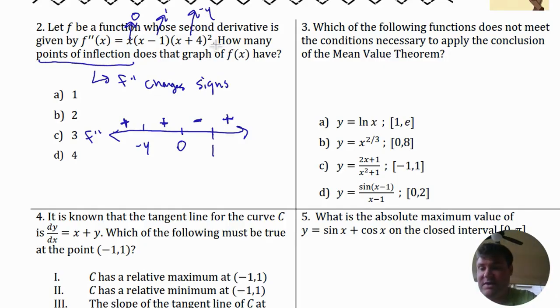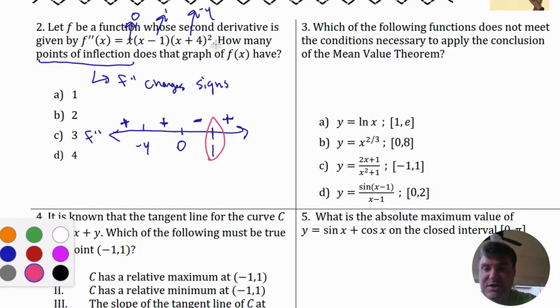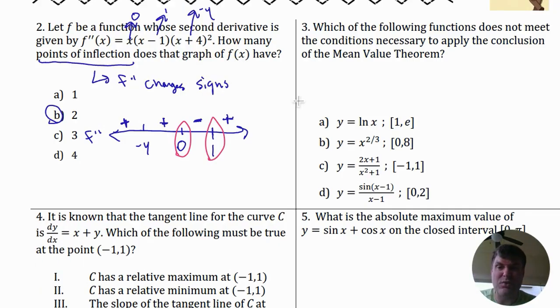So when does f double prime change signs? It changes signs here at 1 and at 0. So I have an inflection point at x equals 1 and x equals 0. So I have a total of 2 inflection points on that one. That's a tricky one. It's pretty common, so make sure that you know what's going on there.